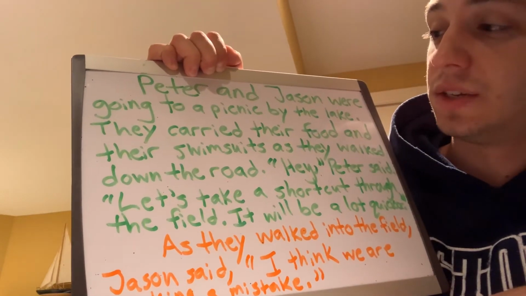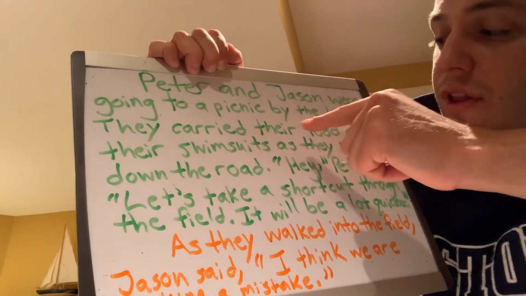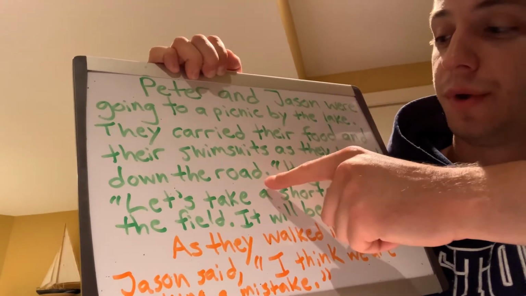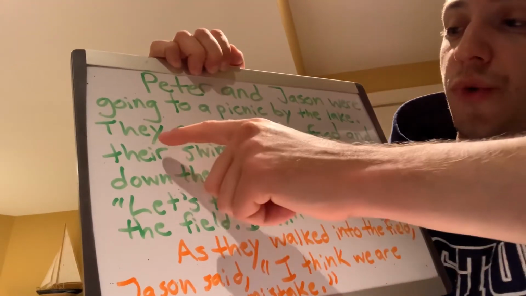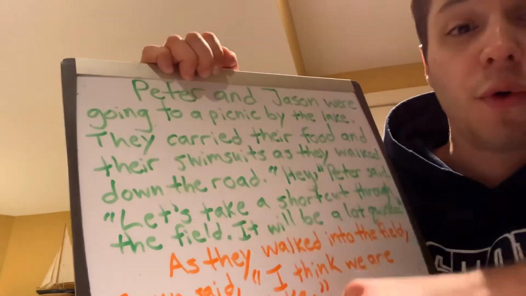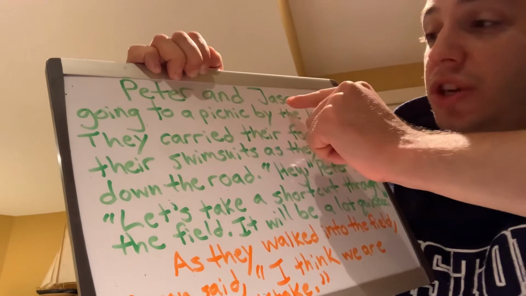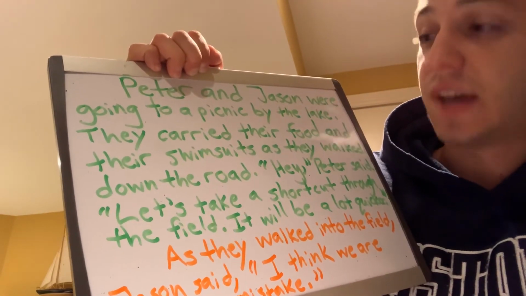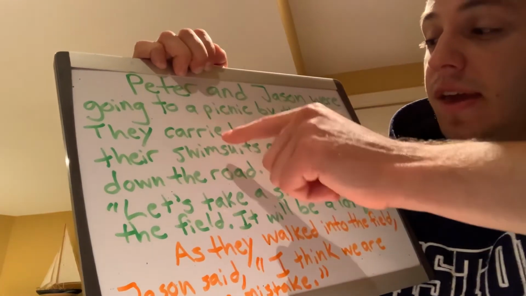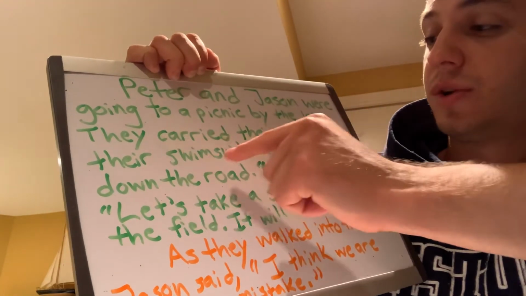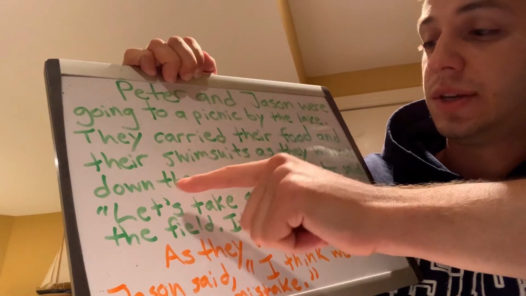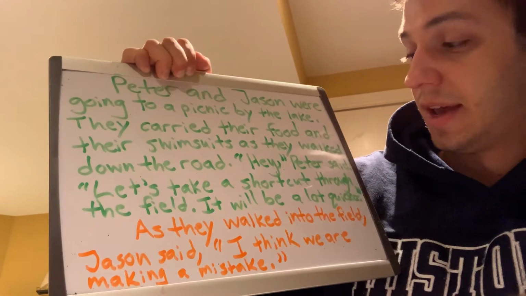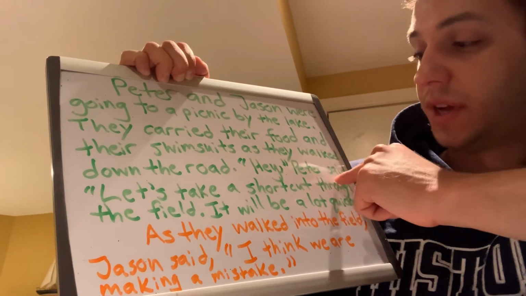Your next sentence should say, they carried their food and their swimsuits as they walked down the road. We use the word they because we've already introduced Peter and Jason in our previous sentence. So once again, your second sentence should be, they carried their food and their swimsuits as they walked down the road.